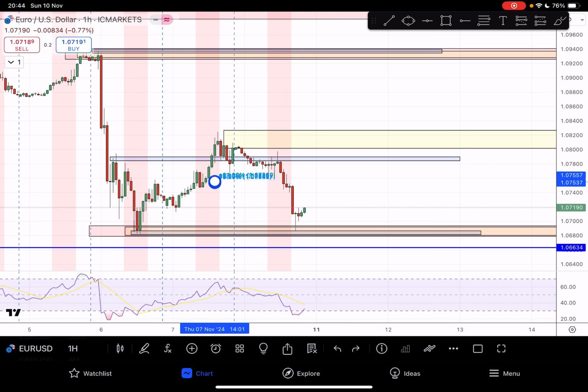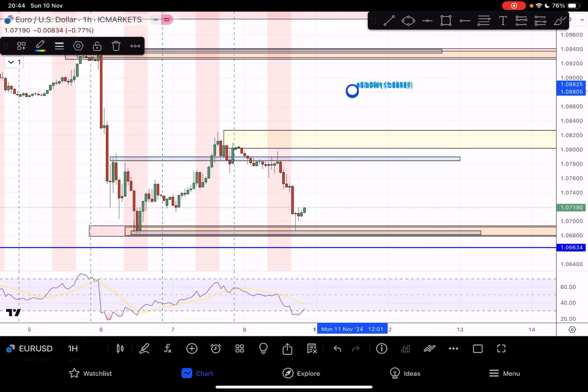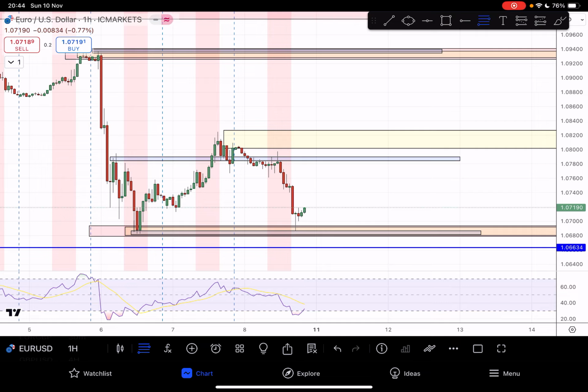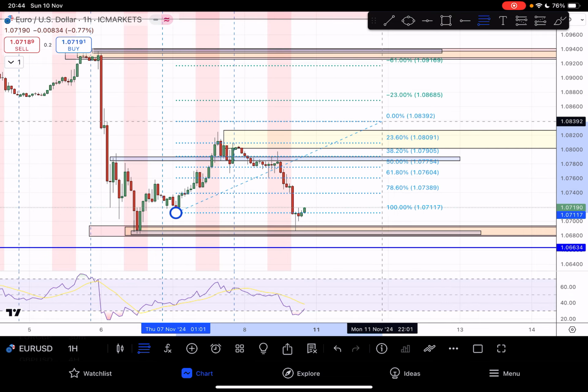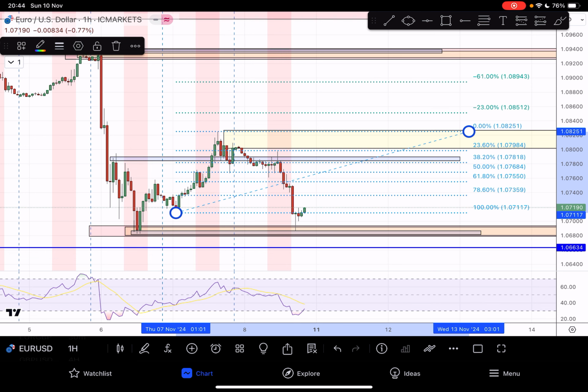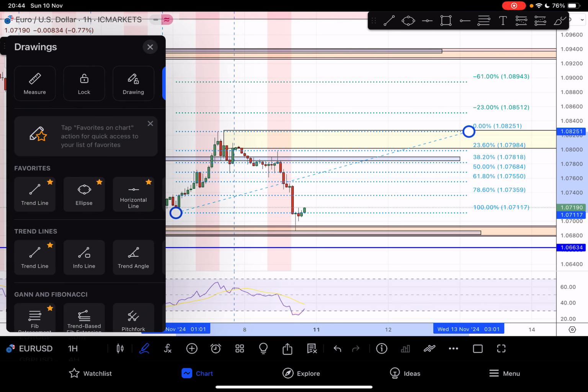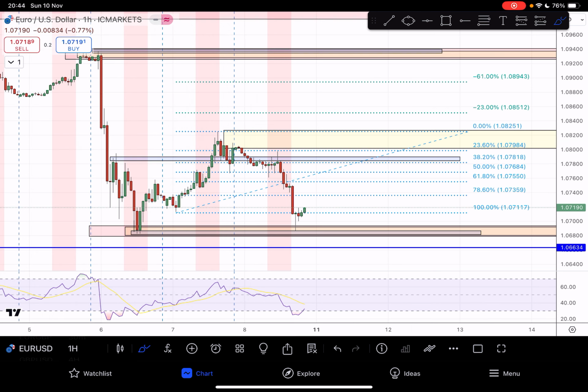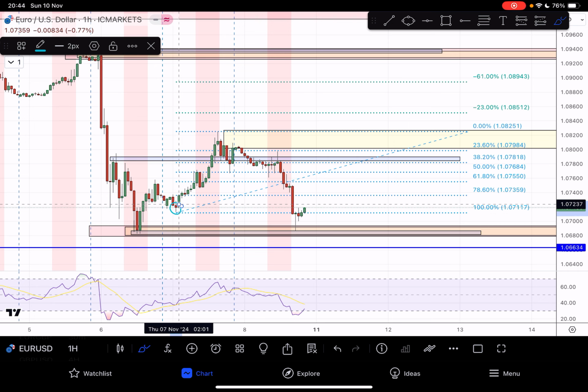This is a thing when you use your iPad, it's so difficult to drag. Okay, let me do it again. Fib tool. Low to the high. There you go. Now it's worked. Low to the high of the previous day.